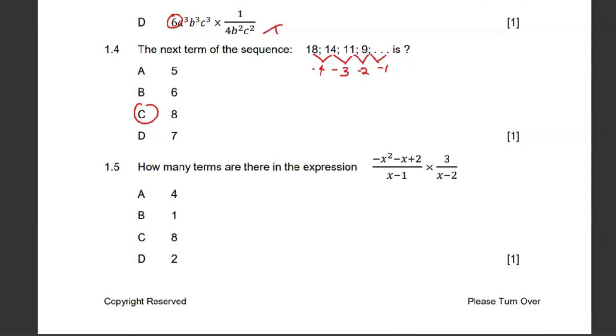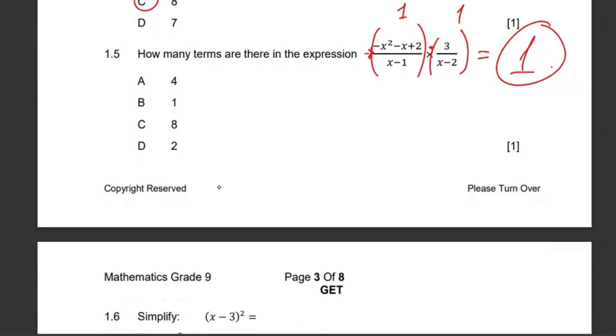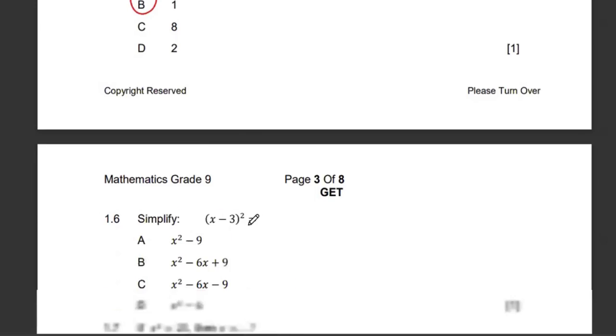Okay, then 1.5, how many terms are there in this expression? Now, we know that if we have a division line like this, division creates one term. If we have a multiplication sign, multiplication also creates one term. So in other words, we only have one term here. If ever there was a plus in between these divisions, then we're going to have 2 terms.